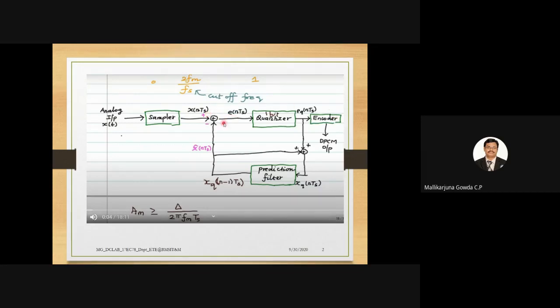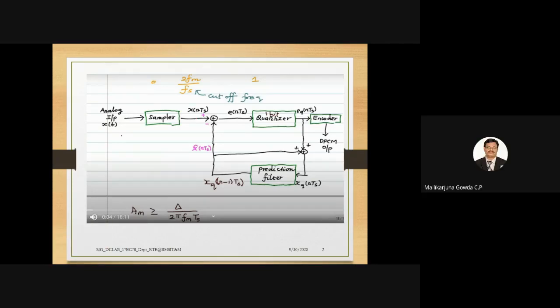If the difference is negative, meaning when X of nTs and X hat of nTs have a negative difference, that happens when X hat of nTs is greater than X of nTs. During that time, it will be decremented by delta, that is minus delta, and that will be encoded by a binary information of 0. I hope you all understand what I am saying. Yes, sir.